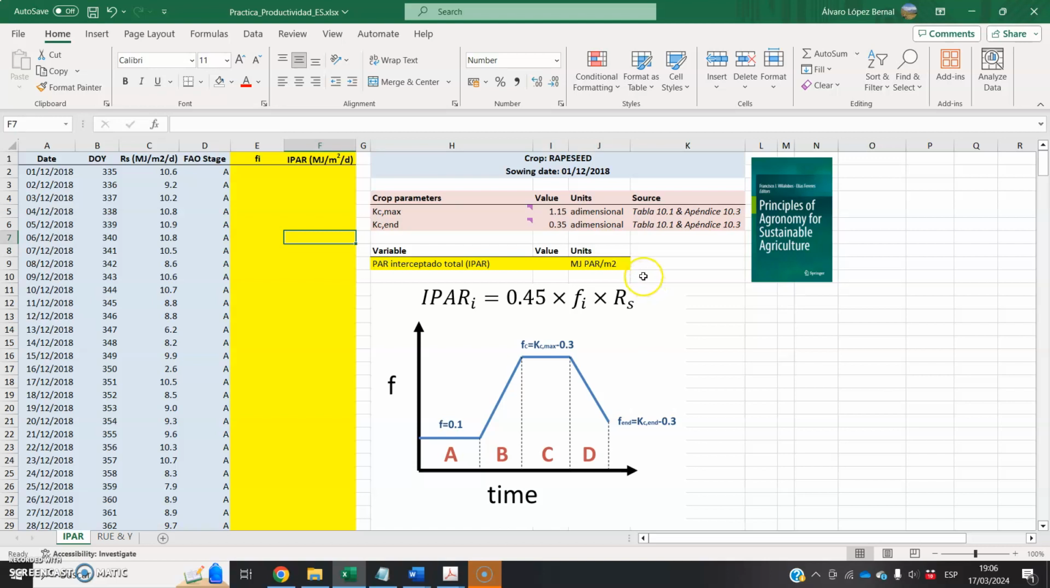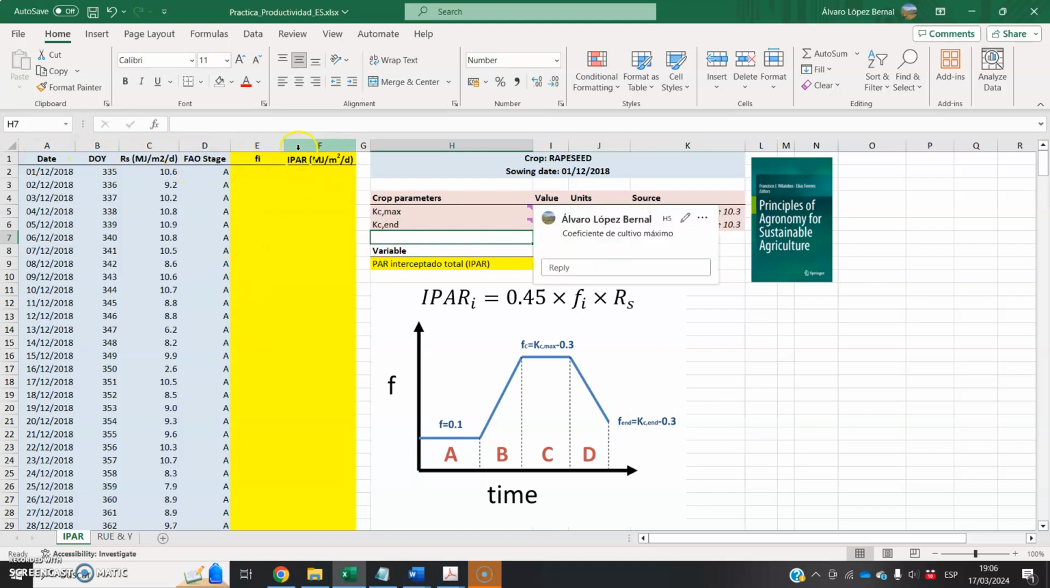Well, we are going to do an example for rapeseed, in which we have collected the values of the maximum and the final crop coefficients for this crop from the tables and appendixes in the book, in this case from table 10.1. The value of the maximum crop coefficient is 1.15 and the final crop coefficient is 0.35.